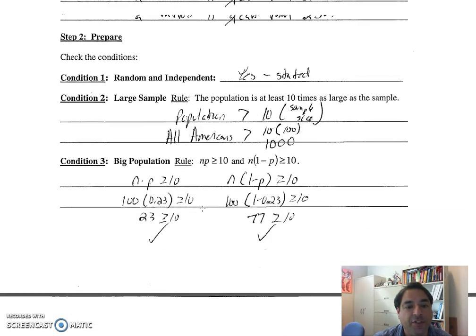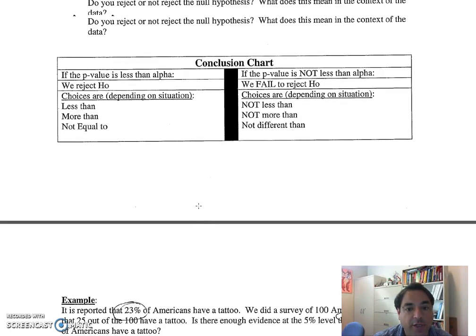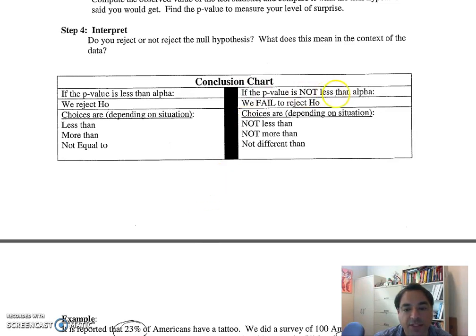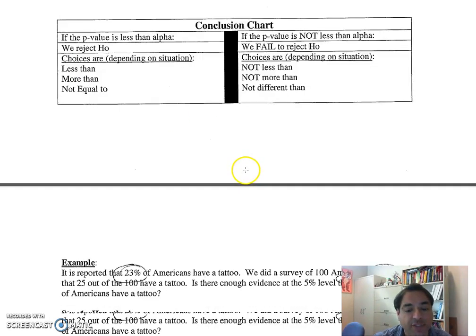And again, you have a conclusion chart to walk you through this. So if the p-value is not less than alpha, you fail to reject or do not reject. And then we choose not more than in this case. If the p-value was smaller, which is not the case here, we would reject H0 and say it is greater than 23%. So it depends on what side you're on.